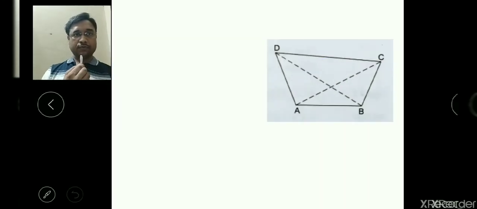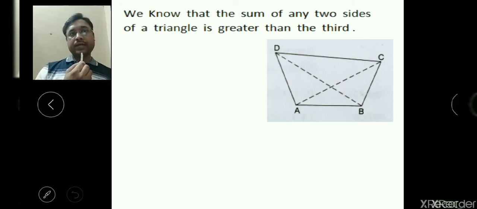So how can we prove that? See, the diagram is this only. Then we can say by the property, we know that the sum of any two sides of a triangle is greater than the third side, the triangle inequality property.